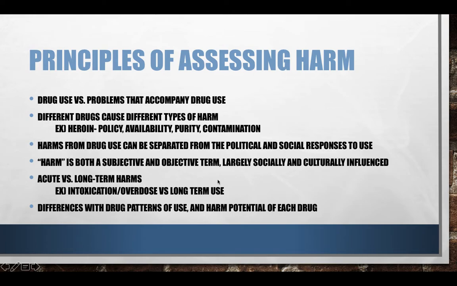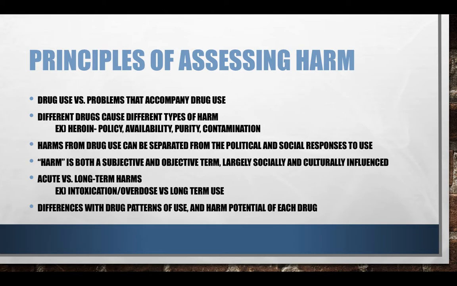Okay. We have acute versus long-term harms. An example of this would be intoxication or overdose, which is immediate, versus the effects of long-term use. And I think that you see that in particular with alcohol. Outside of alcohol poisoning, alcohol really breaks the body down system by system over time, as opposed to something like heroin, which can lead to respiratory failure pretty quickly. Okay. We also have differences with drug patterns of use and the harm potential of each drug and how the drug is being used, such as the route of administration.